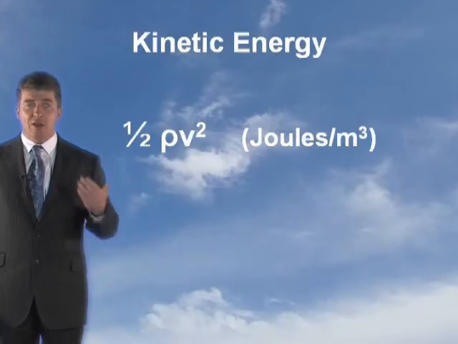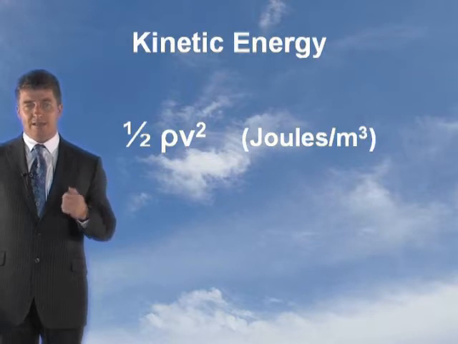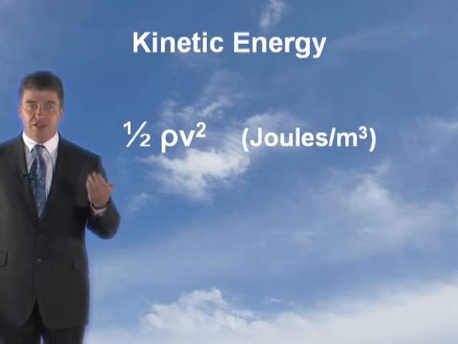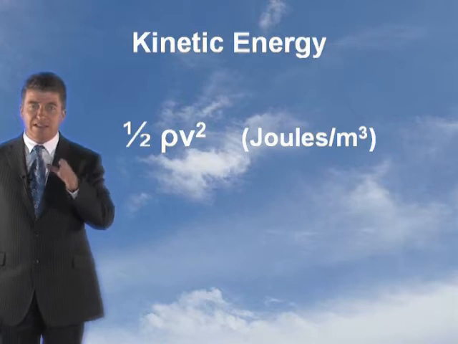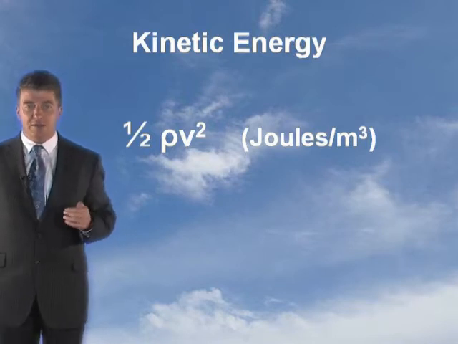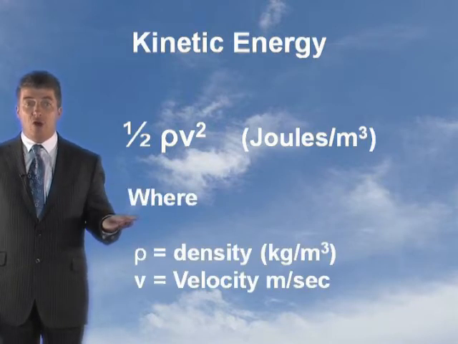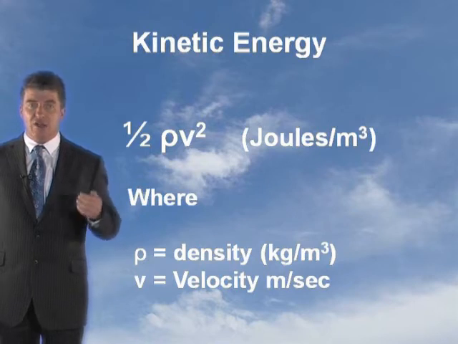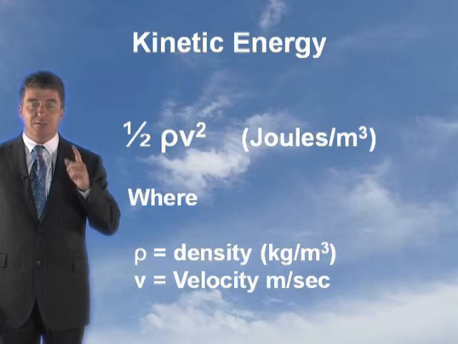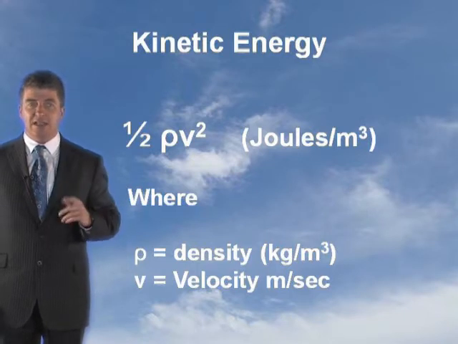Now, what about the kinetic energy? Well, the kinetic energy is due to the fluid being in motion, and the kinetic energy can be considered to be half rho v squared. And again, this comes out in joules per metre cubed. You understand? You've got to get it to joules per metre cubed. In this case, rho is the density, again kilograms per metre cubed, and v is the velocity in metres per second.